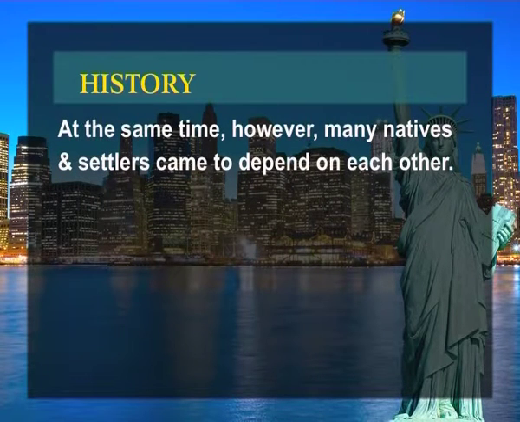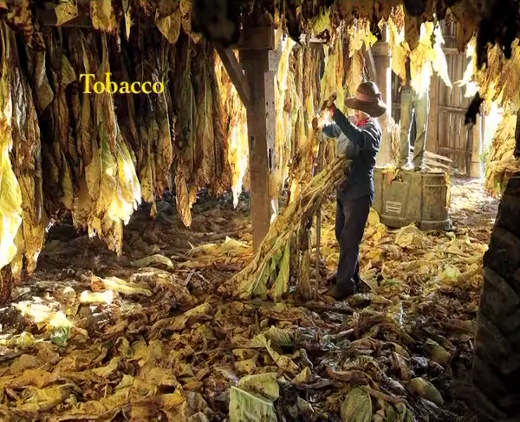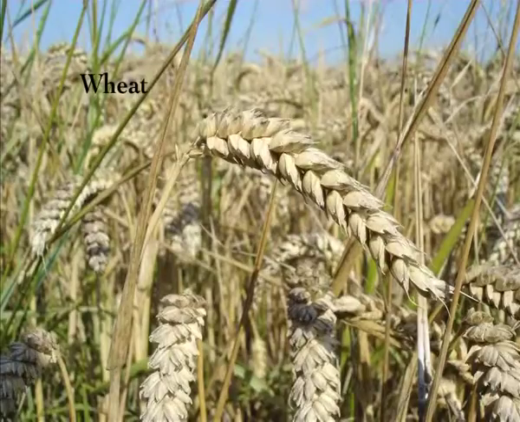At the same time, however, many natives and settlers came to depend on each other. Settlers traded for food and animal pelts, natives for guns, ammunition and other European wares. Natives taught many settlers where, when and how to cultivate corn, beans and squash. Most settlers in every colony were small farmers, but other industries developed within a few decades as varied as the settlements. Cash crops included tobacco, rice and wheat.